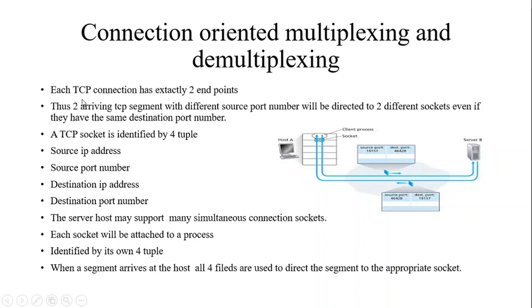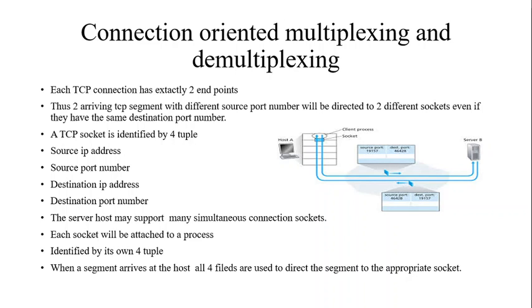Each TCP connection has exactly two endpoints. Thus, two arriving TCP segments with different source port numbers will be delivered to two different sockets, even if they have the same destination port number. The TCP socket is identified by a 4-tuple, which are these: source IP address, source port number, destination IP address, and destination port number.